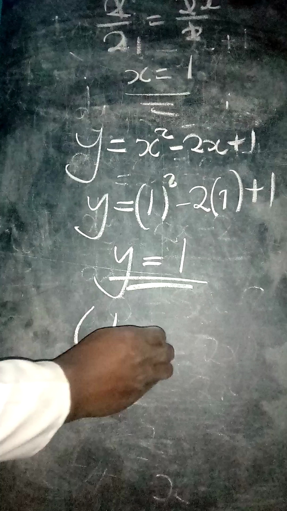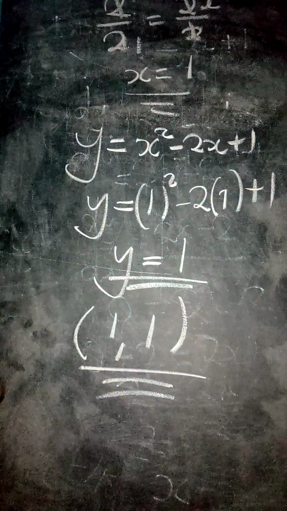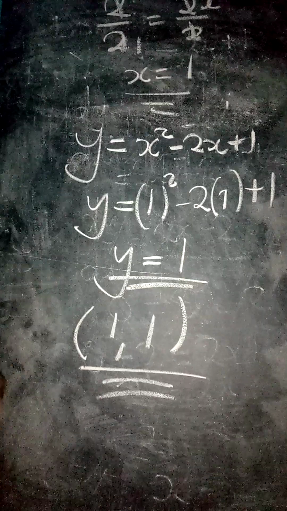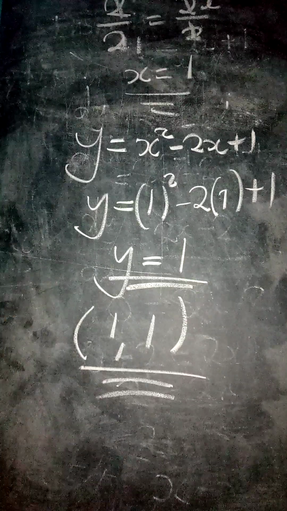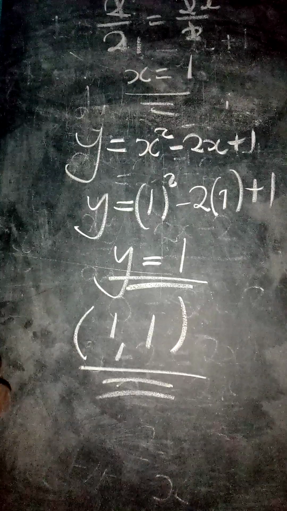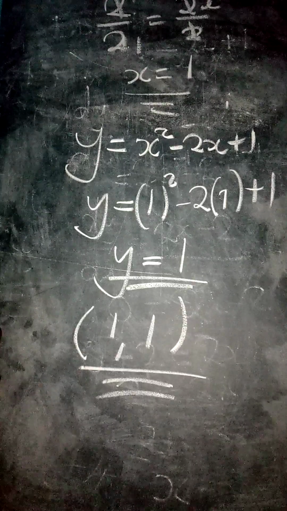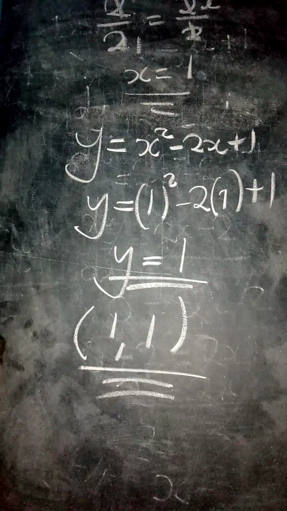So the stationary point of the curve is: the value of x is 1, and the value of y is 1. So this is the stationary point of the curve. So if you have any question, you can ask. If you're not clear, you can ask where you are not clear, so that I can repeat.